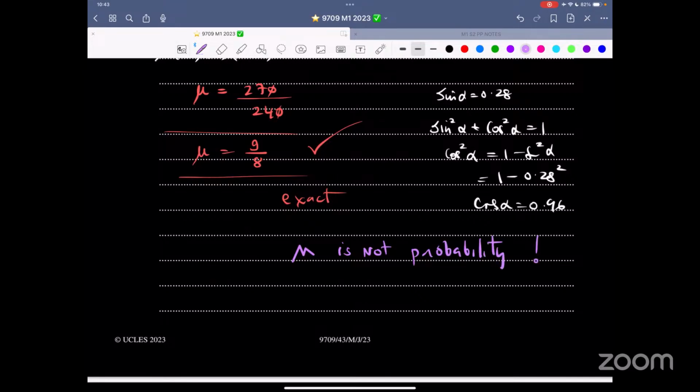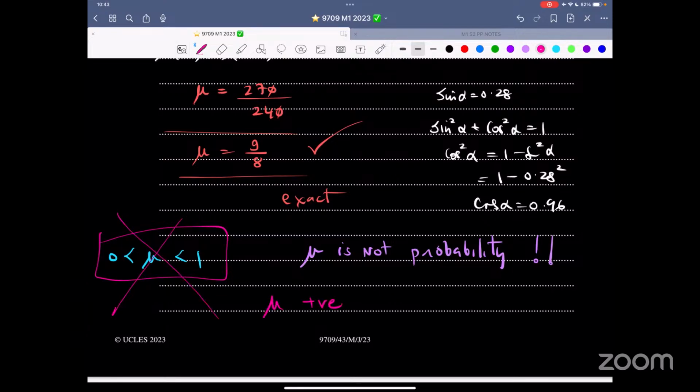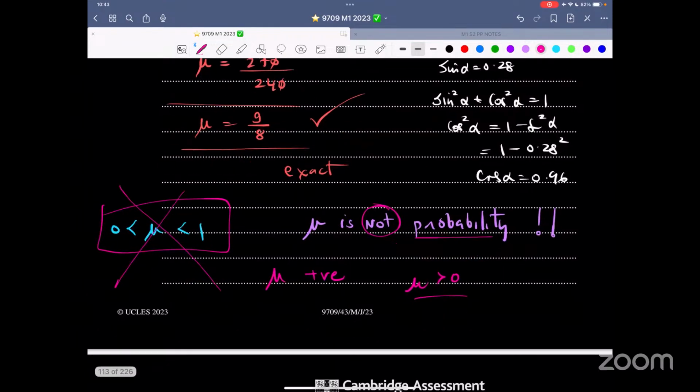What do I mean by this? A lot of people have this misconception that mu lies between 0 and 1. It's a misconception. There is no such thing. Mu is positive for sure. Mu could be anything greater than 0. It's not a probability. Keep that in mind. So now this thing is done.